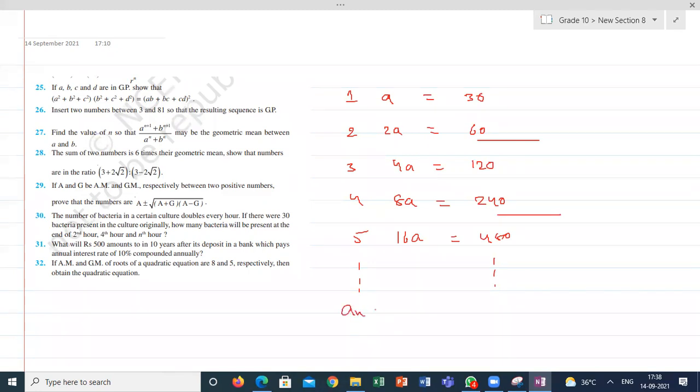How to calculate the An value? A into r power n minus 1, where r is how much? 2. So 30 into 2 power n minus 1. This much of bacteria present in the 2 power n minus 1.